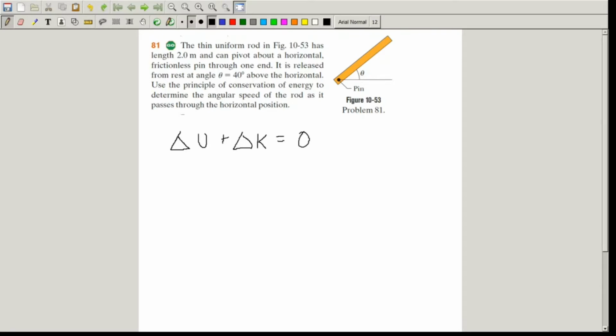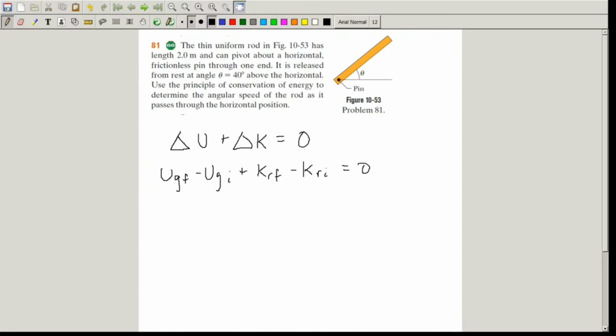Now we're going to have two types of energy for this problem, and those are going to be gravitational potential energy and rotational kinetic energy. So let's write that out. We've got UG final minus UG initial plus KR final minus KR initial, and that's going to be equal to 0.